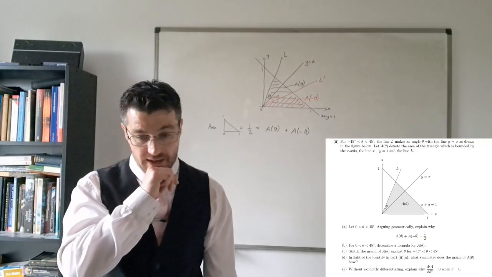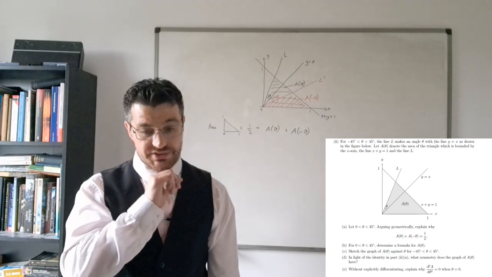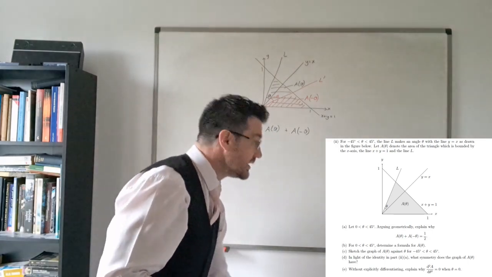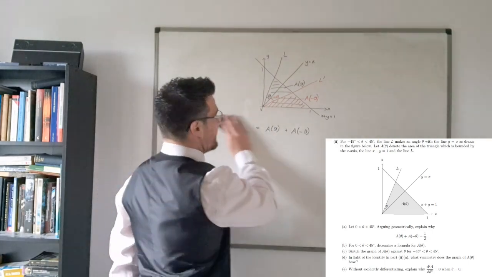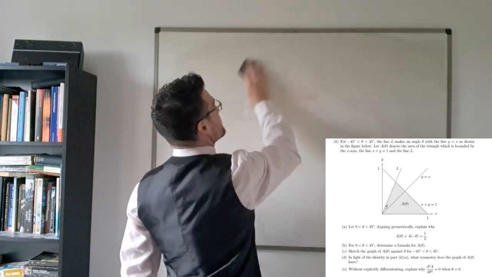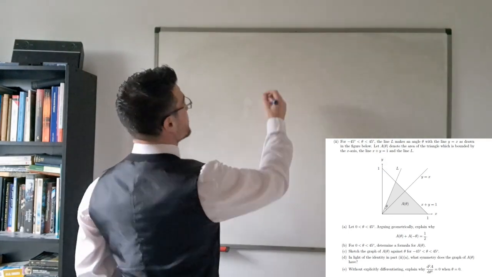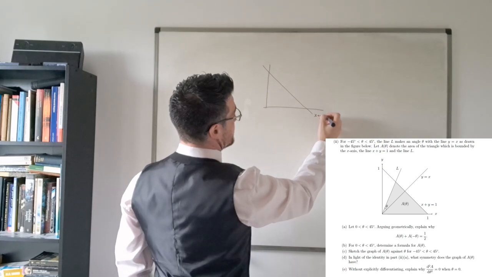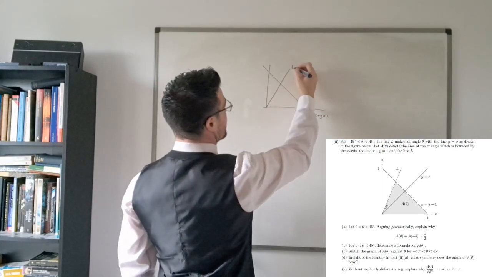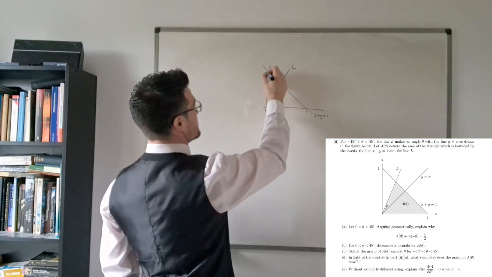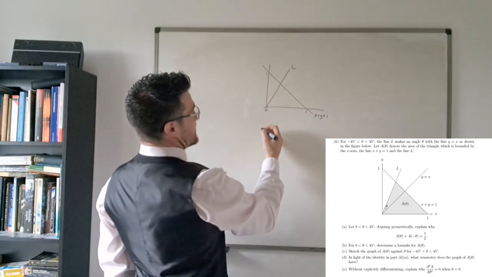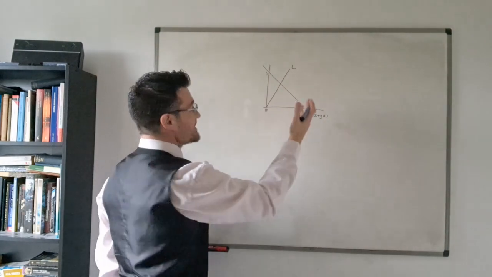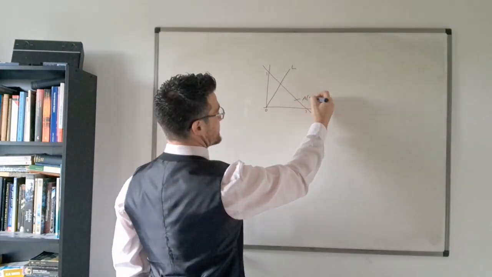Okay, so part B, for 0 less than theta less than 45, determine a formula for A of theta. I'm going to need a new diagram, otherwise this is going to get a bit cluttered, isn't it? So x plus y equals 1. I'm just going to draw L in. I'm not going to bother with y equals x. So this is A of theta, and as you can see, it's just a triangle. So A of theta is just a triangle.